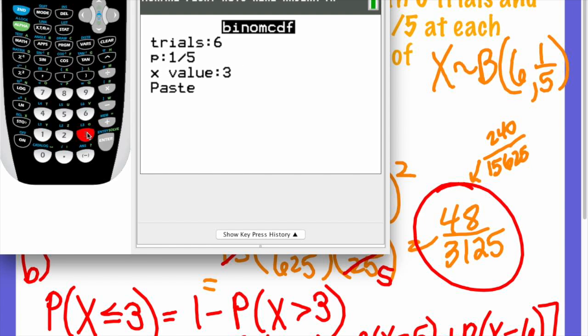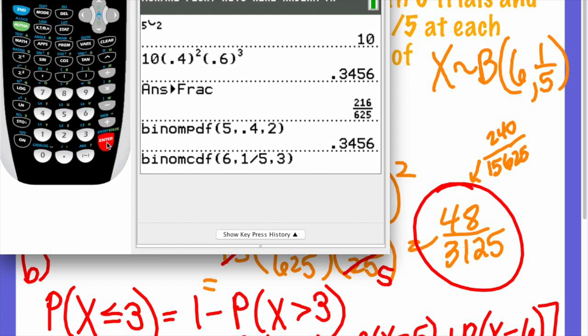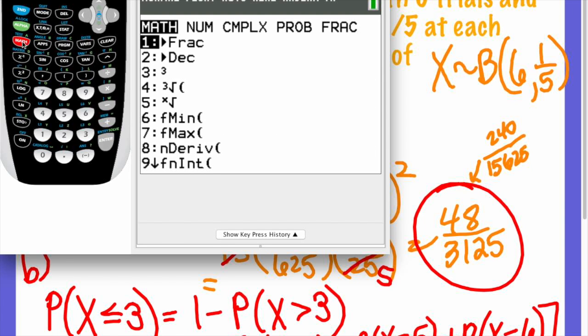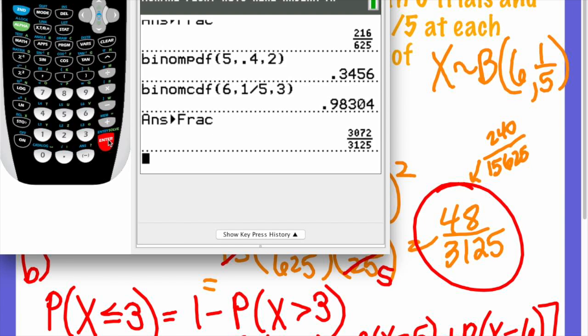And then we're going to go to paste. So it's set up the same way. When we click enter, what was the fraction that we got for our answer? 3072 over 3125. Correct. It always says less than or equal. Was that the number we got? Yeah. There we go. Look, we know how to do math.